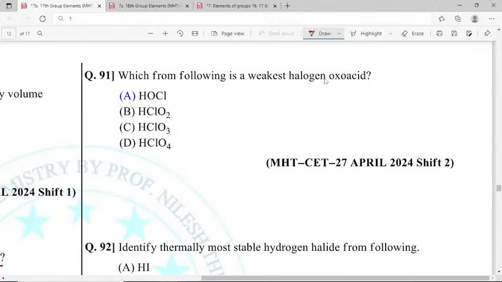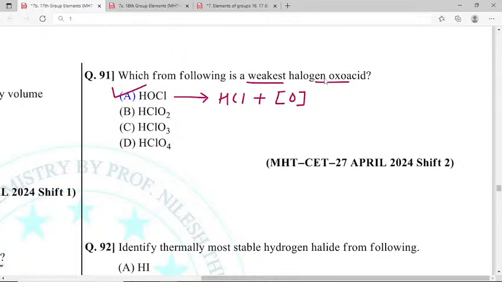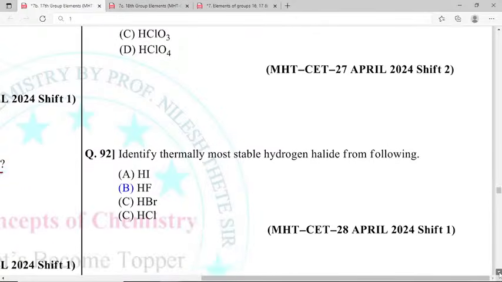Which from the following is the weakest halogen oxyacid? HOCl. It is the weakest halogen oxyacid, because on heating it gives HCl plus nascent oxygen. So this is used as bleaching powder, a bleaching agent. Strongest oxidizing agent, bleaching agent, nascent oxygen. So weakest halogen oxyacid, oxidation state +1.